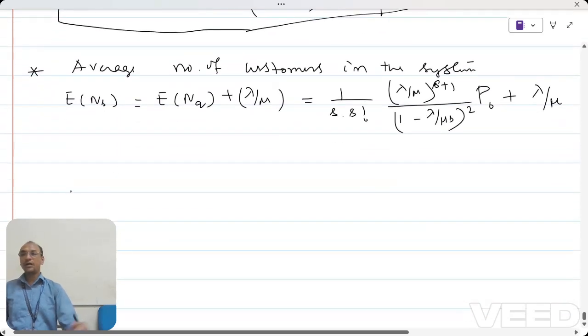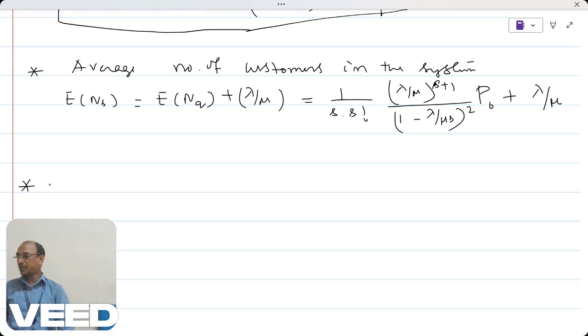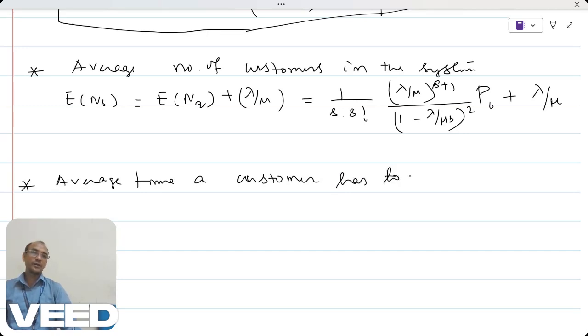Then another characteristic of the multi-server model is the average time a customer has to spend in the system.